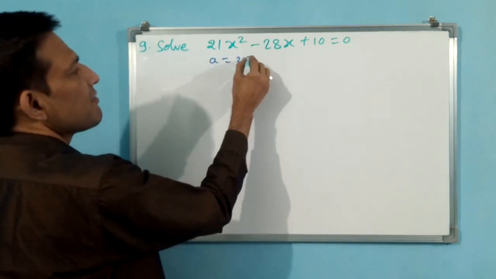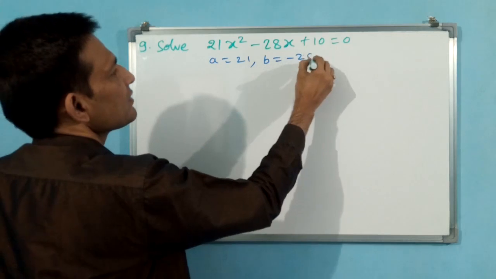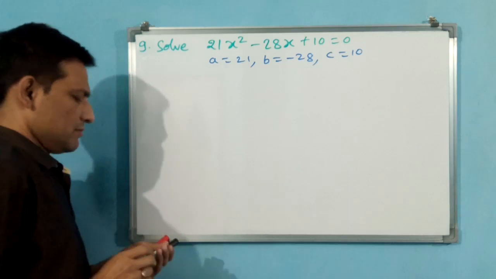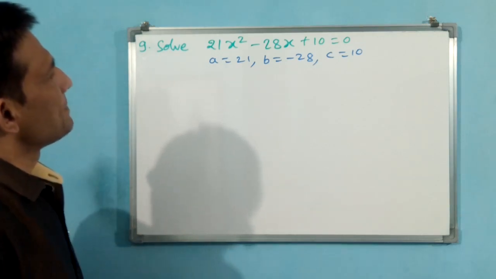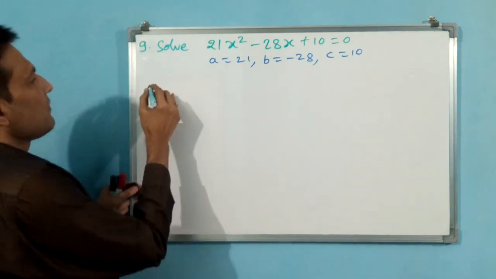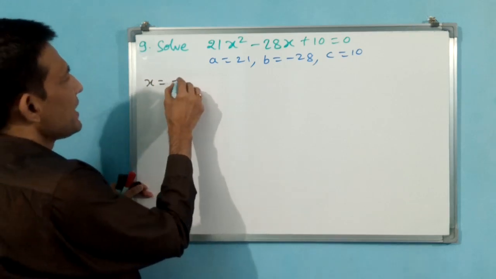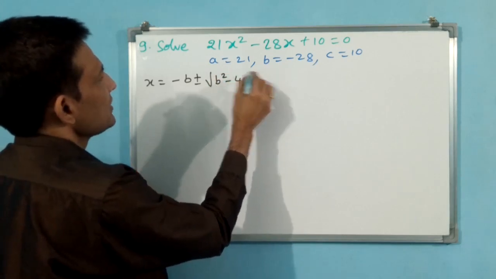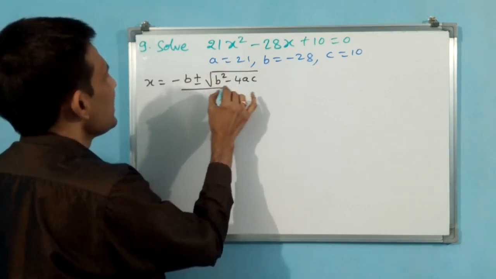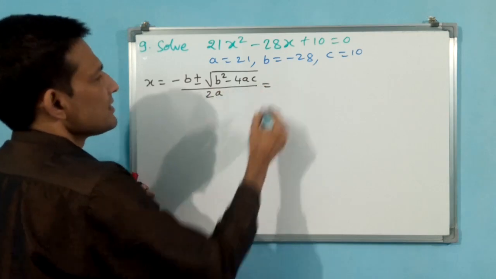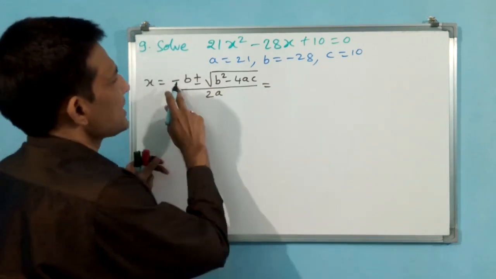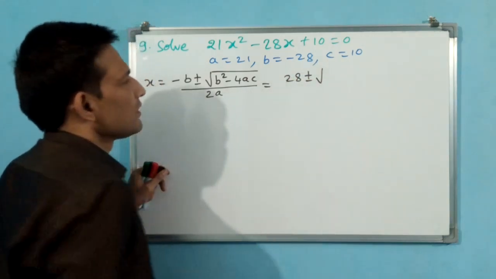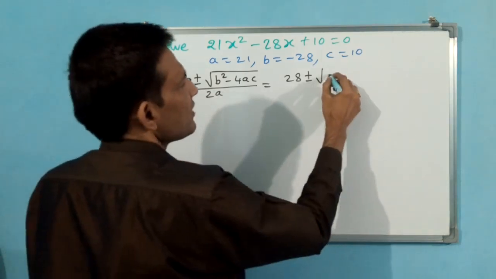A is equal to 21. B is equal to minus 28. C is equal to 10. Okay? Write the formula first. X is equal to minus B plus or minus square root of b square minus 4ac by 2a. You see, minus b means minus of minus 28, plus 28 plus or minus 28 square. Write down. We will do afterwards.